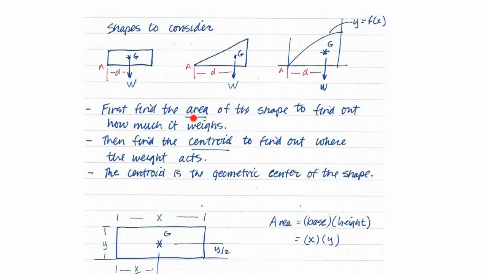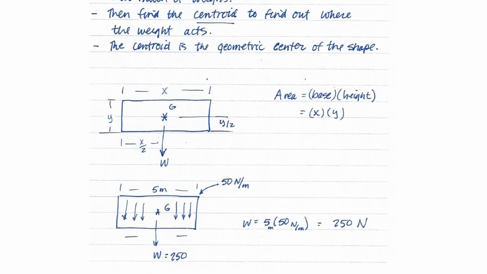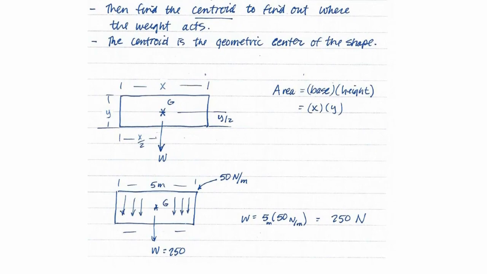So what we have to do is find out the area of the shape to find out how much it weighs, find the centroid to find out where the weight acts, and then the centroid will be the geometric center of the shape. For a rectangle, it's pretty easy. The area is just going to be the base times the height.